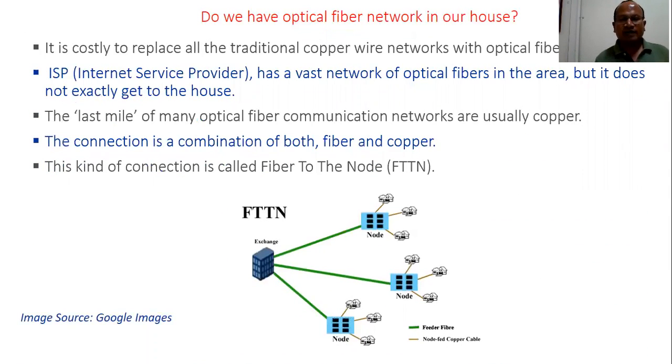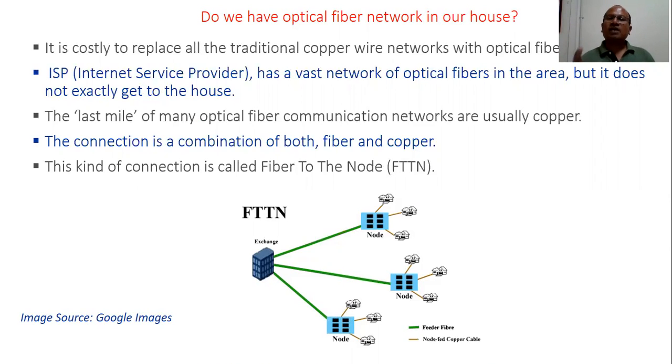You look at an interesting diagram here. FTTN is nothing but fiber to the node. What is the importance of fiber to the node? Do we have an optical fiber network in our house? Inside the house, is the installation done using fiber optic cable? It is not generally done.